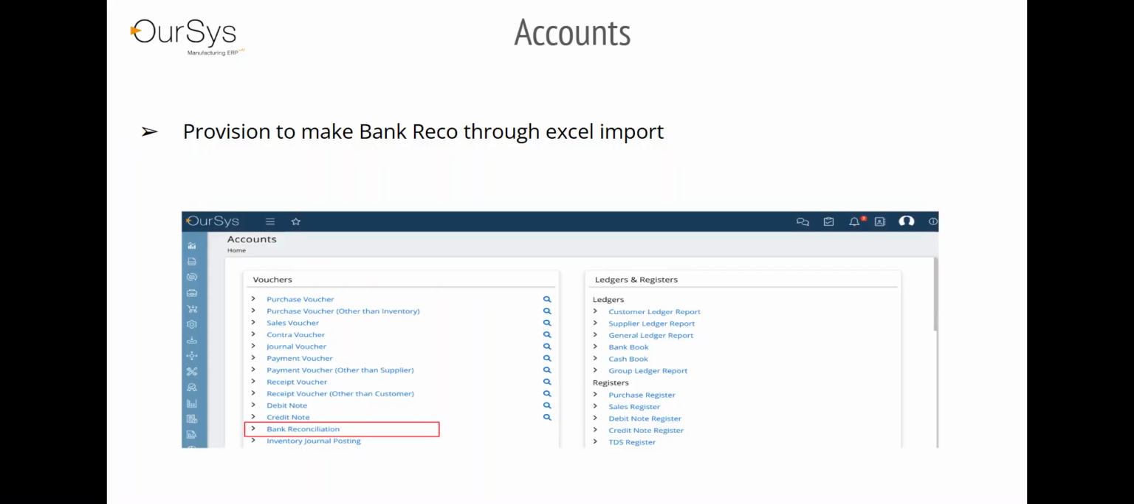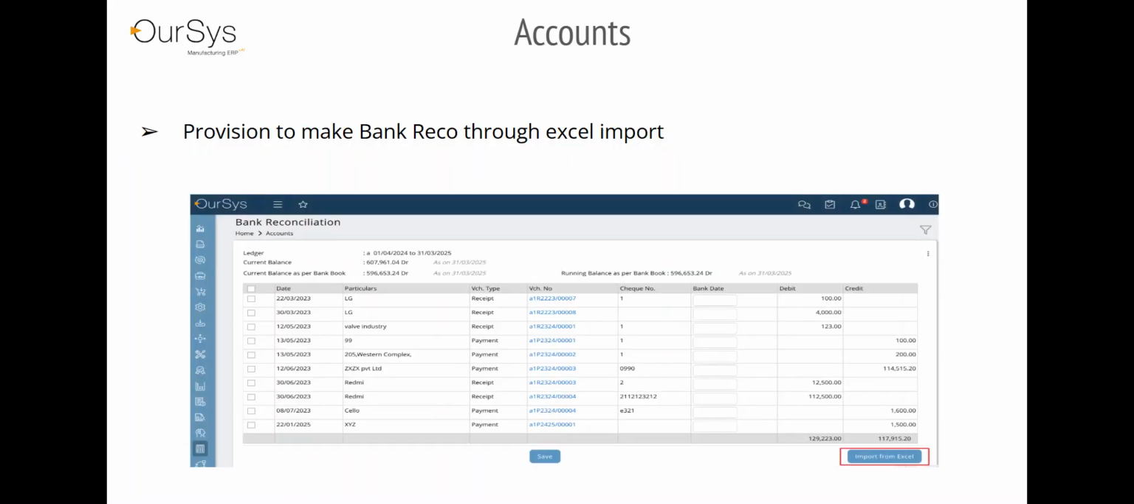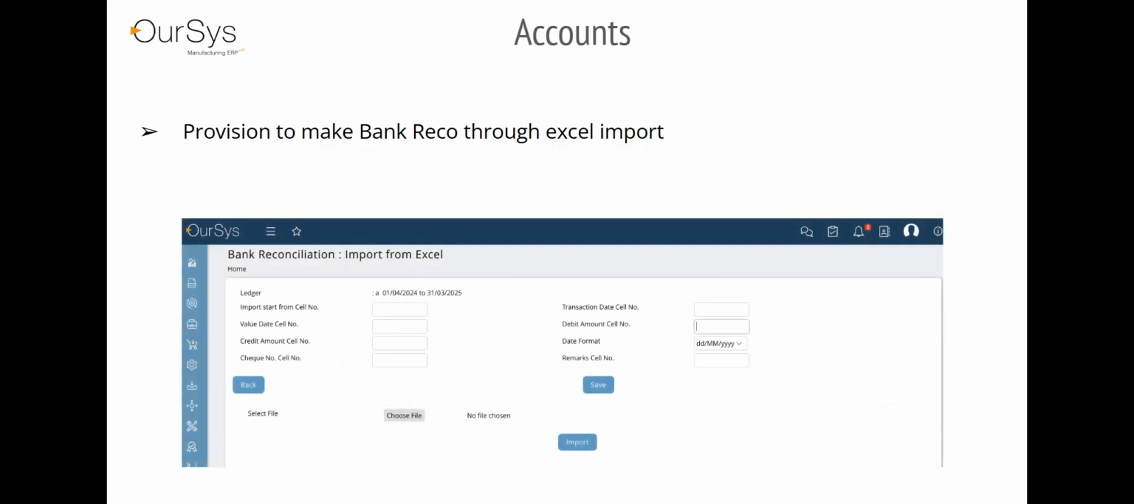So, in the accounts module, we have a link called bank reconciliation. Here, we have given a provision to import through an Excel file, where you first have to update the settings for where the fields are in your Excel file, like your value date cell, credit amount, debit amount, check number. So we have to update this in our master one time, and the system will automatically check the cell details from our Excel file.